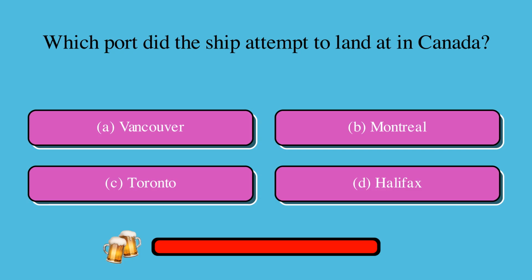Which port did the ship attempt to land at in Canada? Is it A. Vancouver, B. Montreal, C. Toronto, or D. Halifax? The correct answer is A. Vancouver.